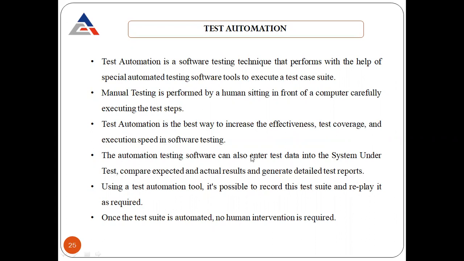So whenever we go for automation testing, it tests the data under various conditions and compares the result with the expected result and actual results. And on the basis of that, the artificial intelligence will design a report and present the report. Using a test automation tool, it's possible to record all test suites and replay them as required. So if the artificial intelligence performs the testing, then it will perform the test cases, and those cases can be repeated any number of times. Once a test suite is automated, no human intervention is required. So if we start performing intelligent testing, then no human intervention or interruption will be required in the testing.